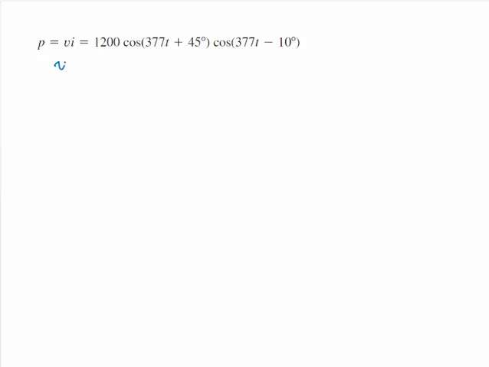So I'm going to say voltage now is 1200. In phasor notation, we would say that it's cosine 45 degrees plus J sine 45 degrees, which I already multiplied out, is 848.5 plus J 848.5. That's voltage, assume it's in volts.